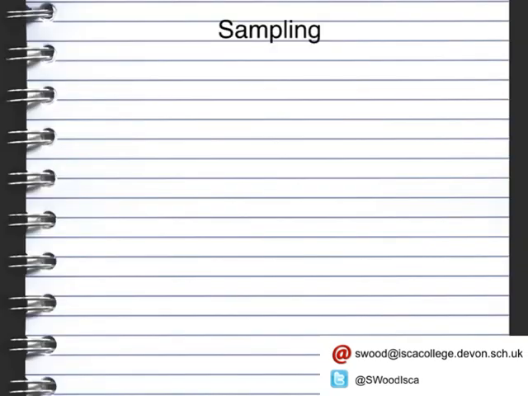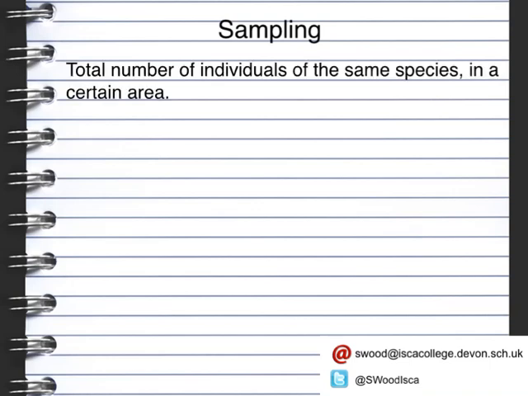Okay, so first of all we're going to look at what a population actually is and how we can actually sample them. So a population is a total number of individuals of the same species in a certain area. So for example, it could be the number of mice in a field, the number of woodlice under a rock, the amount of grass in a garden. It can be any of those things.